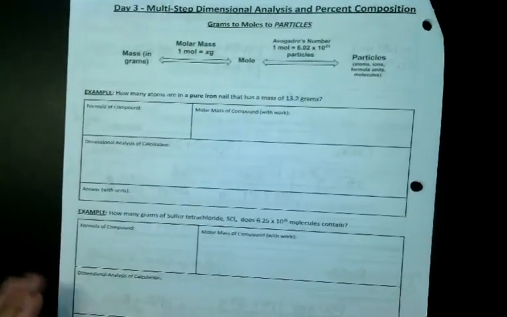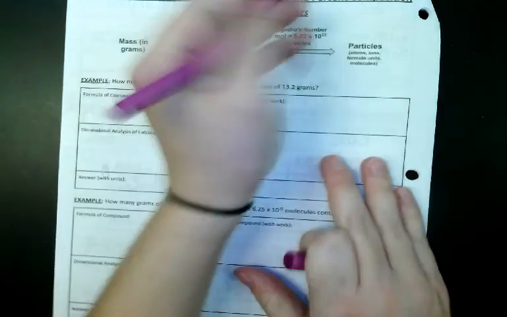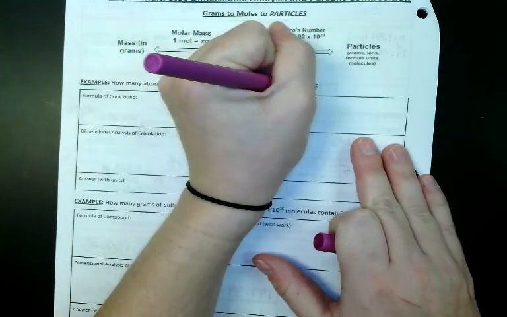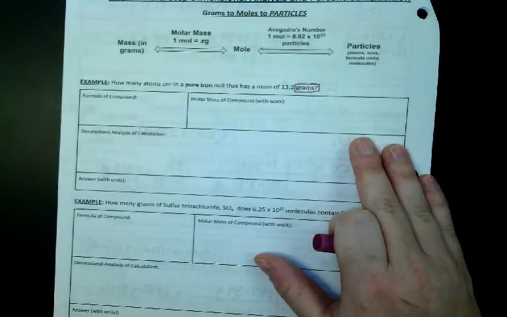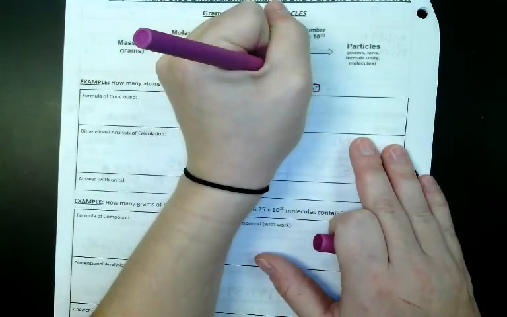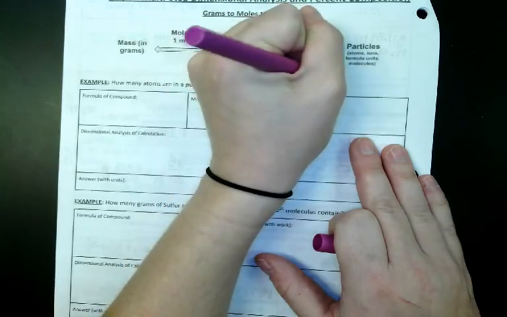Okay? So, my first example says, how many atoms are in a pure iron nail that has a mass of 13.2 grams? Okay? So, first thing I'm looking at is my given unit. My given unit is grams. When I see the unit grams, I should think molar mass. I need to use molar mass in my conversion.